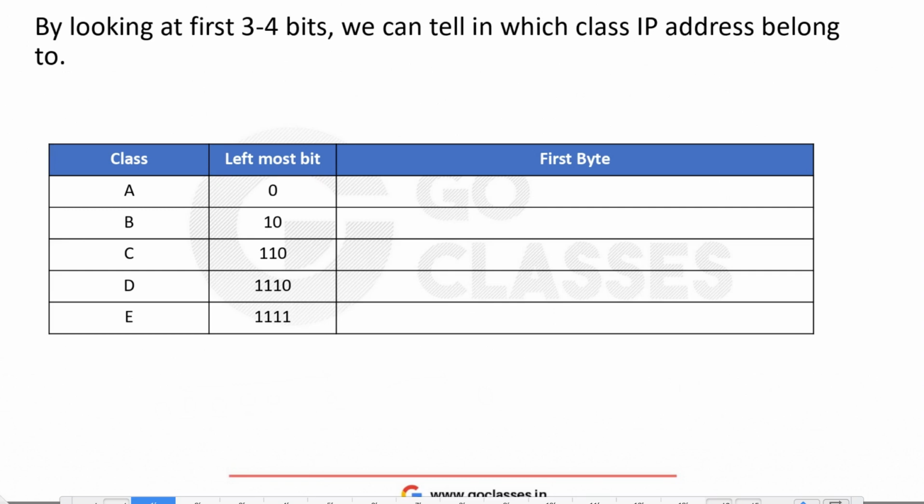In the last class, I asked you to fill out these entries, which means for class A, what is the range of the first byte? If the leftmost bit is 0, then it will range from 0 followed by seven zeros to 0 followed by seven ones, which means 0 to 127. So it will range from 0 to 127. This is for class A.